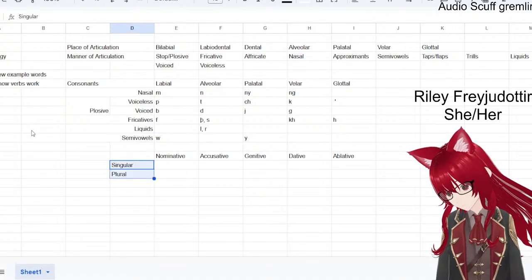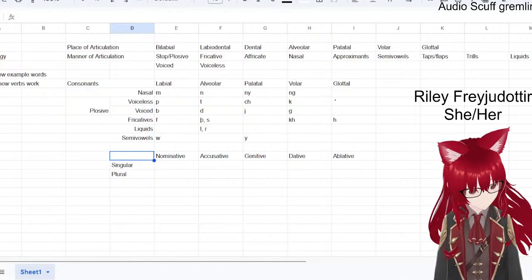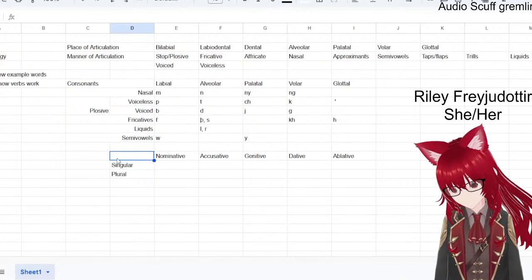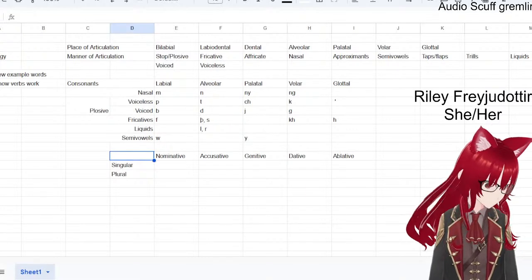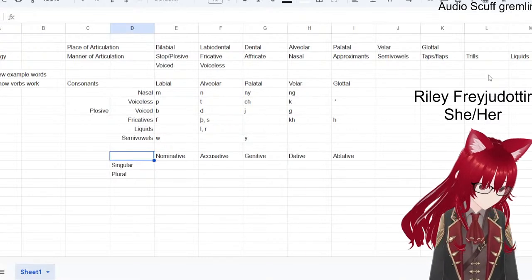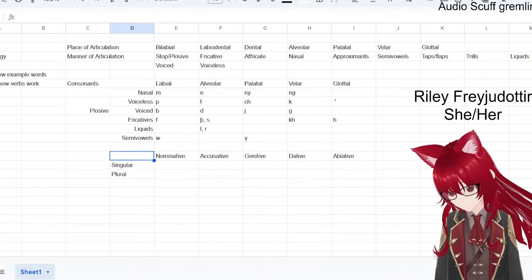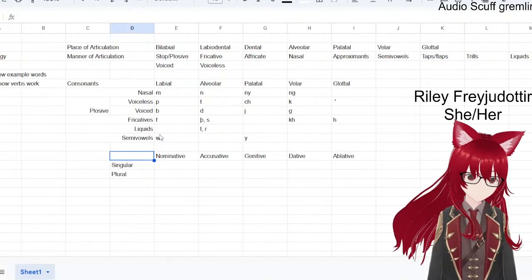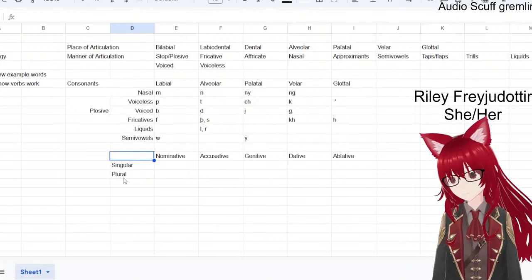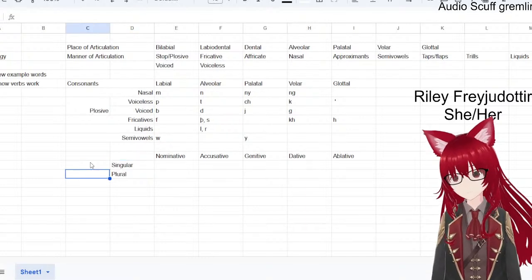So singular and plural, I think, is probably fine. Anyone have any opinions on that? All right. If no one has any opinions on that, these will be the cases that we keep. I'm not going to make forms for these quite yet because I want to make a few example words.